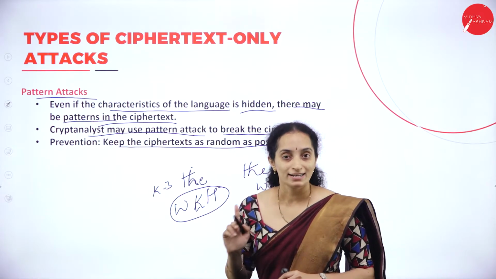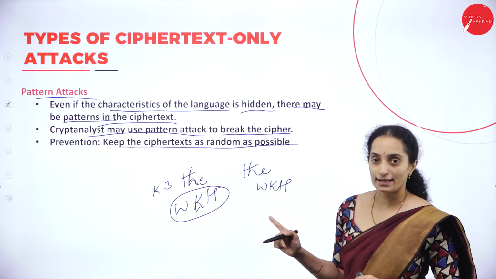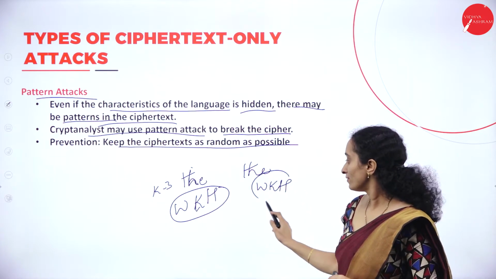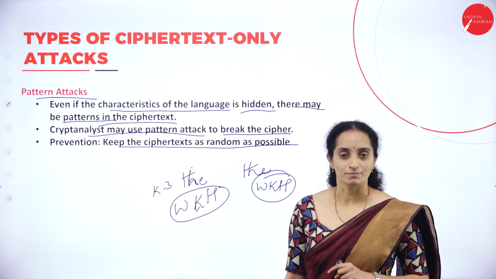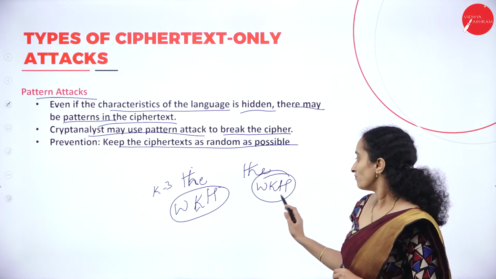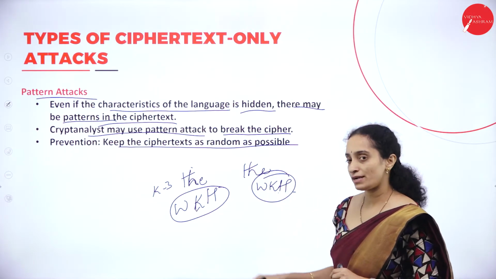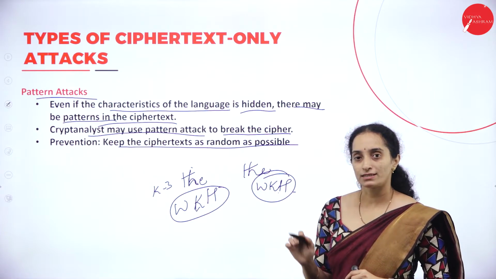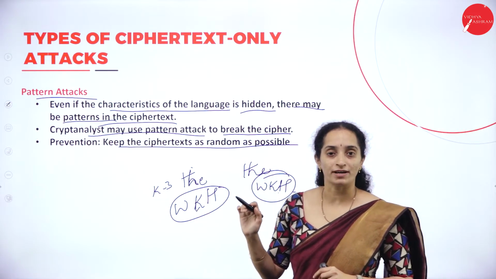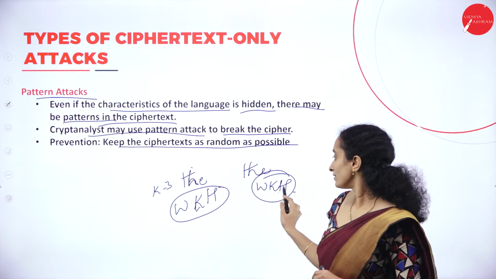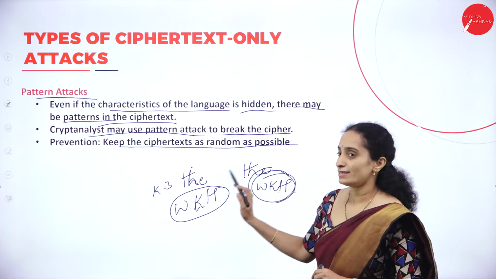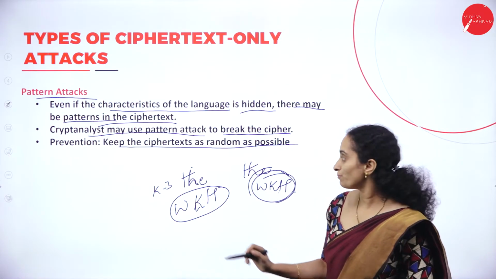Okay. Now, the cryptanalyst will try to assume this word. What will be the word? WKH, repeated 5 times. THE. Okay, repeated 5 times. Does it make any sense? Yes, it will make sense. Then he'll decrypt the message. Then how do you prevent this?